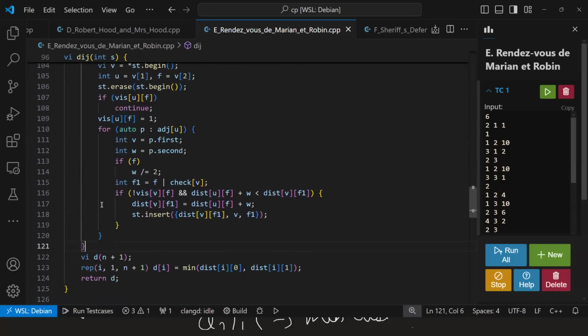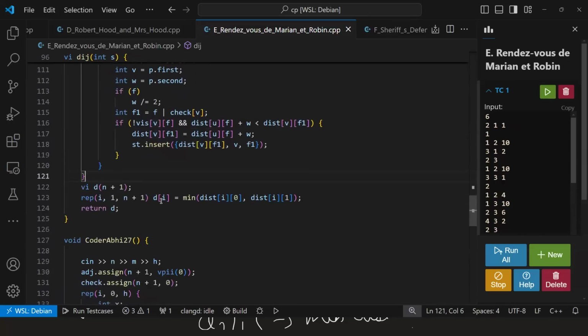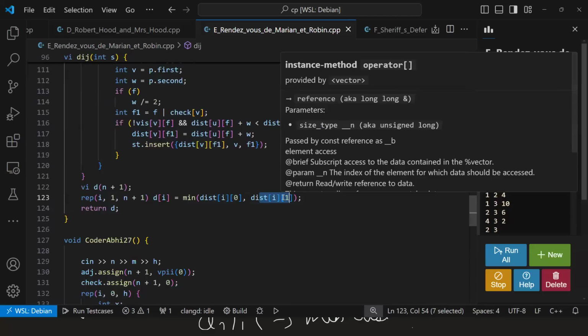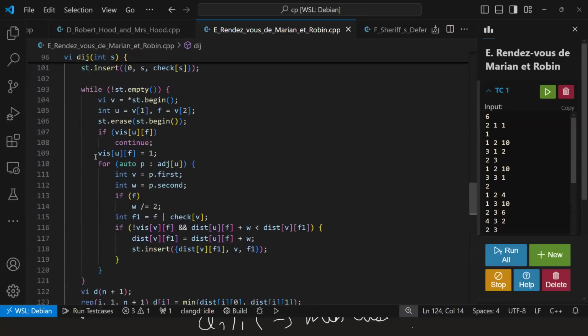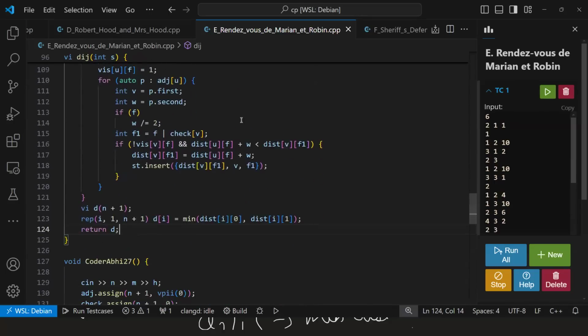After this, what would my final minimum distances be? It would be the minimum among i0 and i1. Whether I reach there with a horse or without a horse doesn't matter. Take the minimum of the two, whichever is giving me the minimum, that would be my di, and return that d. So this d gives me the minimum time to reach a node from the source. So this is my Dijkstra function. I hope it is clear to you.